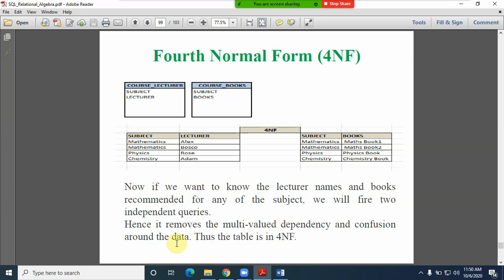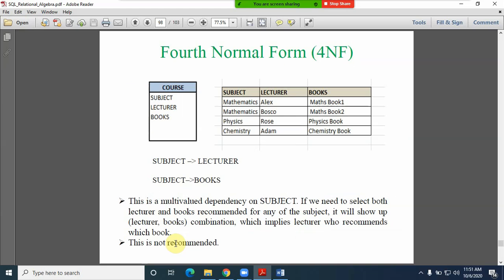So it is always better, if such kind of multi-valued dependencies on multiple attributes are there, to split those particular attributes by identifying where the problem is occurring. The problem occurs here with respect to the lecturer as well as the books. So we separated those two aspects rather than considering a single row. Because in the earlier case, if I am considering the single row, it is creating a combination of the data.